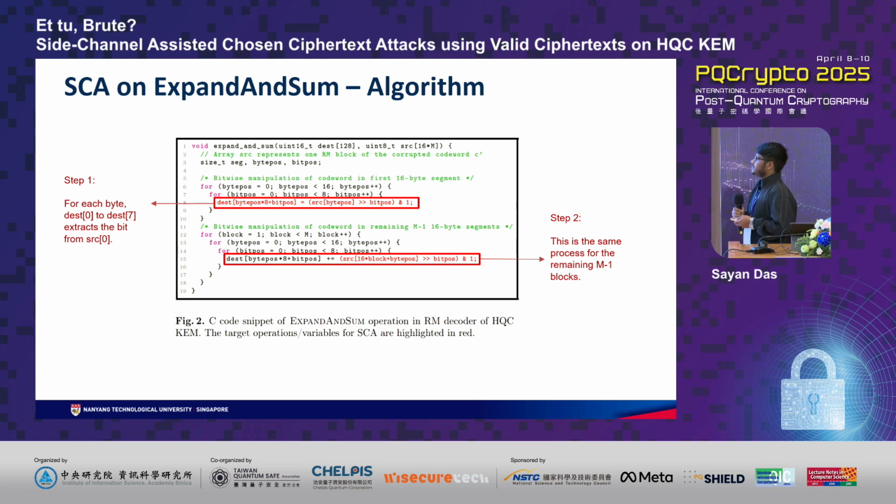So this is the C implementation that's available in PQM4 as a reference implementation for HQC. So we have used that in our attack. If you see step 1, there is a bit manipulation going on, where a shift operation is applied that extracts the bit.